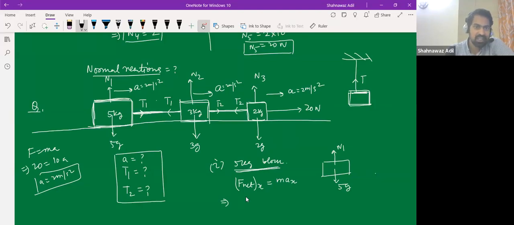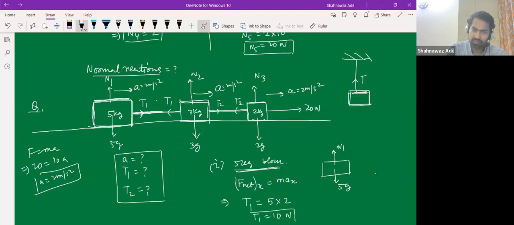We don't have anything in N1 in the x direction. In the x direction we have tension, and tension is also a force, right? So T1 plus or minus, plus, equals mass into acceleration. What is mass? 5. Acceleration, you have counted, 2. So T1 is 10.